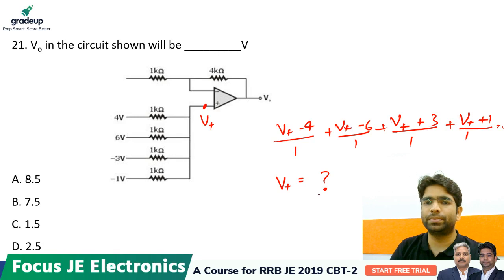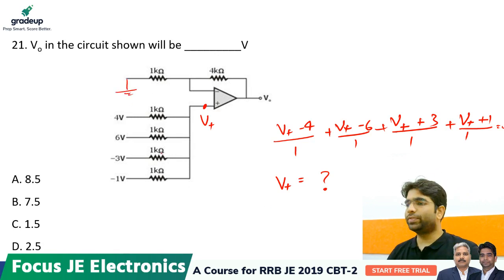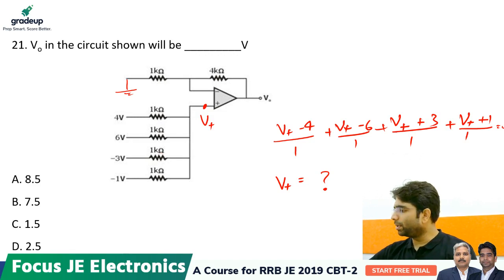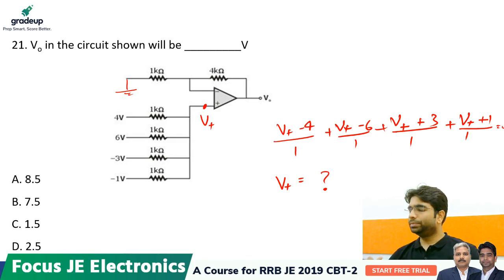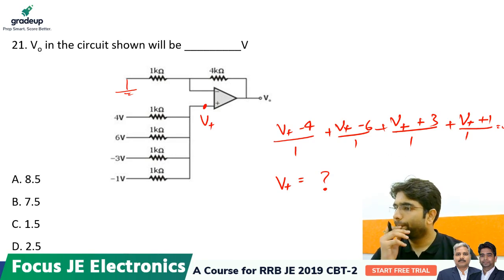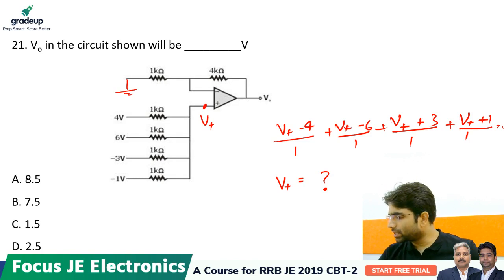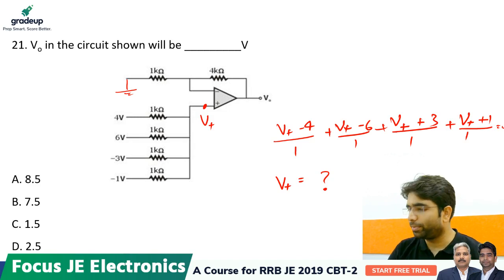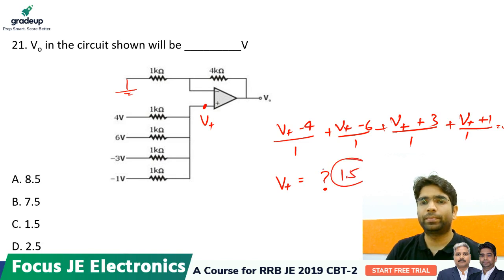What is V plus? Everyone please reply, what is V plus there? Please calculate. Yes, V plus is coming to be 3 by 2. It is 1.5. Now what is the value of V0?